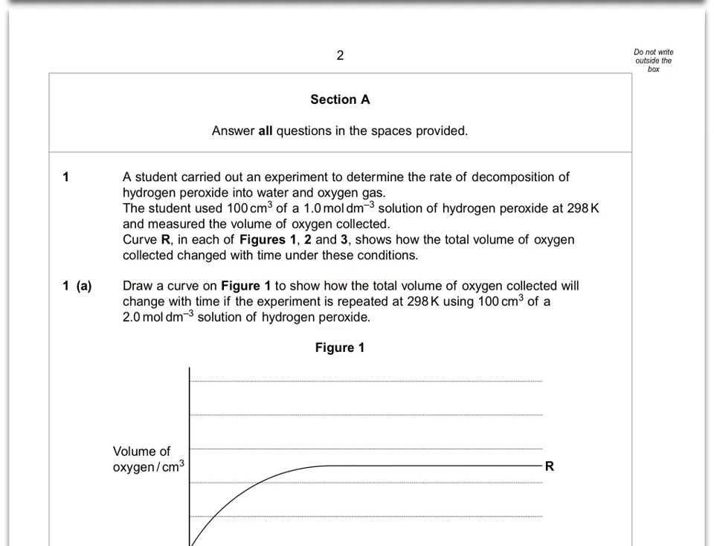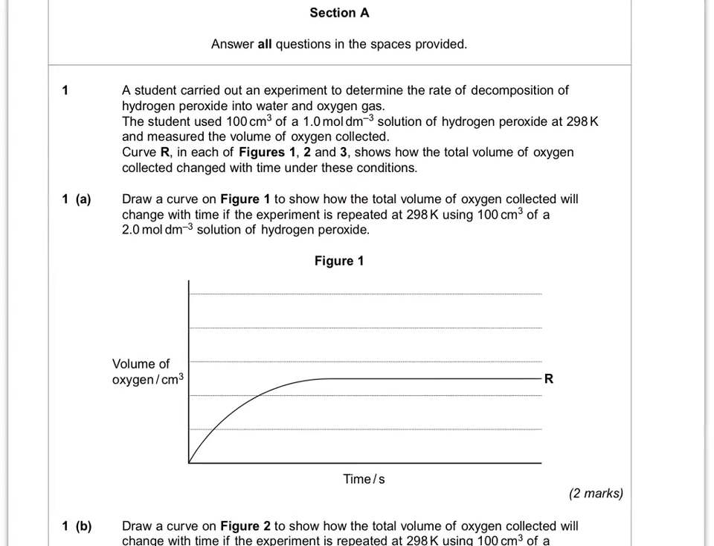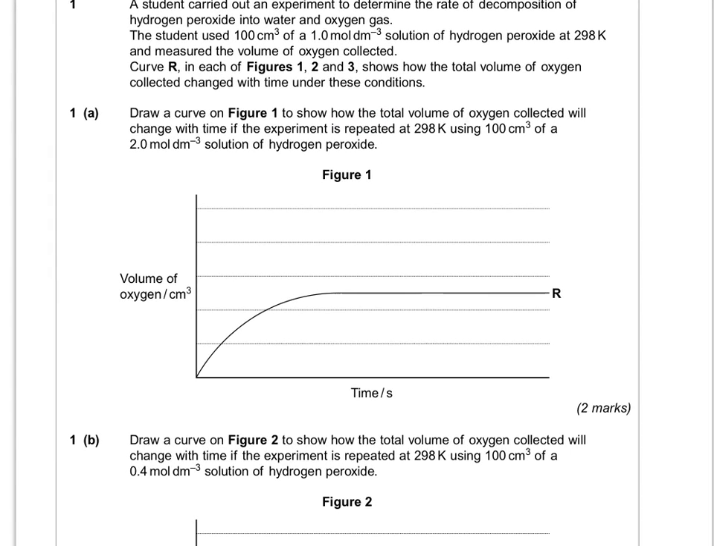So they're asking you in these first three questions to draw a curve on the graph to show what would happen to the curve if we use slightly different conditions. And the conditions in the first question are 298 Kelvin, which is the same temperature, 100 cm³ of a 2 mol per dm³ solution of hydrogen peroxide. Now notice it was 1 mol per dm³ before.